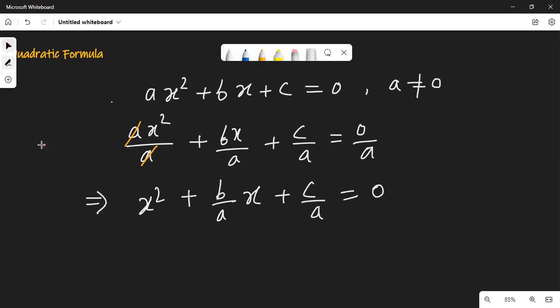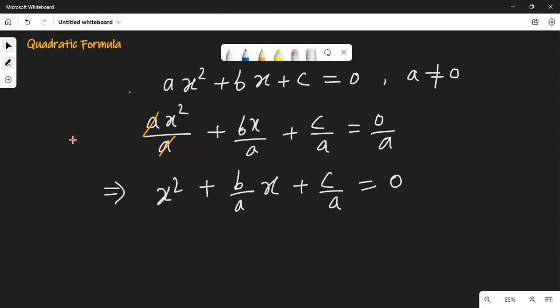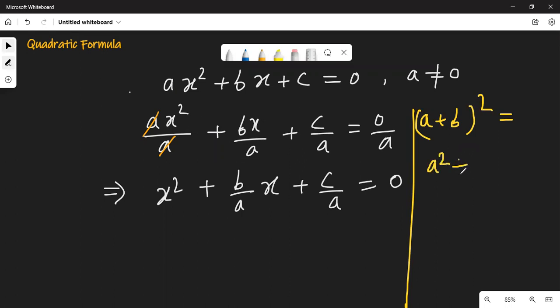Next, we want to change this in the form of a whole square, and we will use the formula (a plus b) whole square. See, the formula of (a plus b) whole square is equal to a squared plus 2ab plus b squared. We knew this formula already.